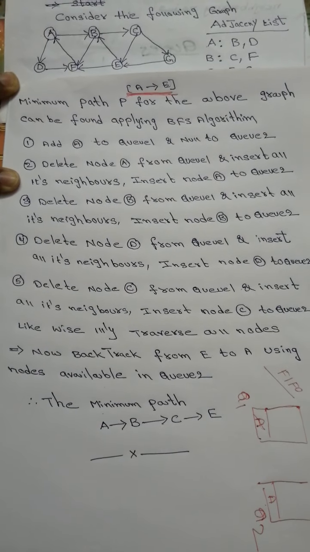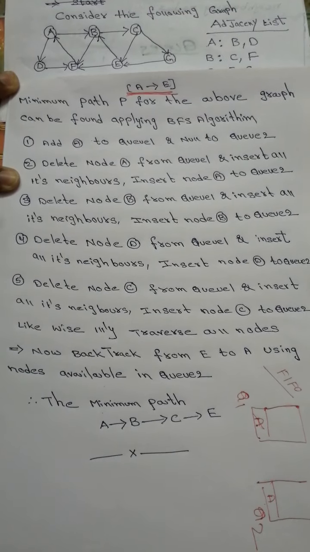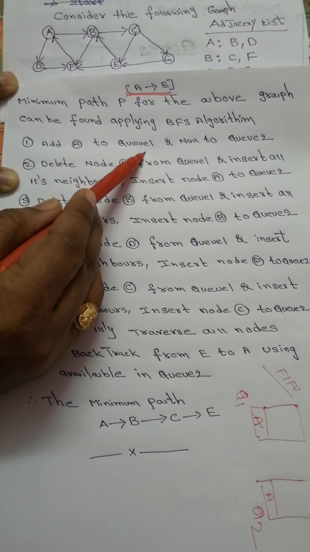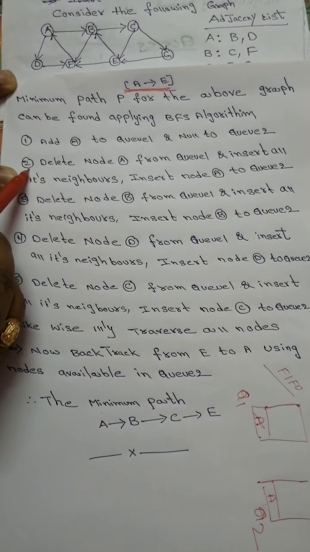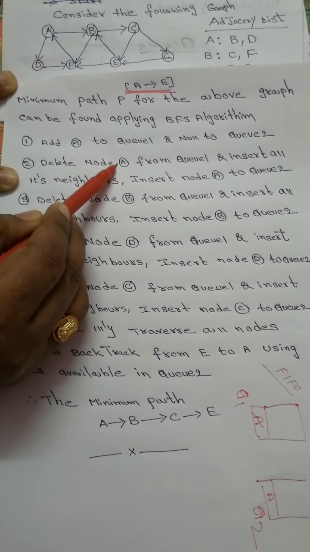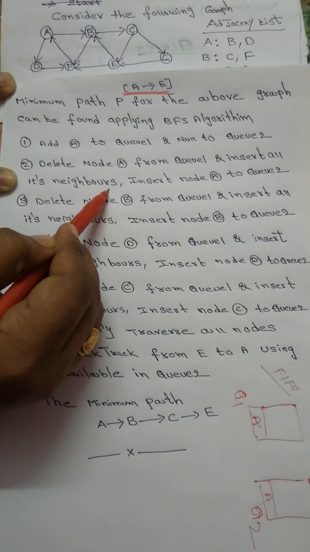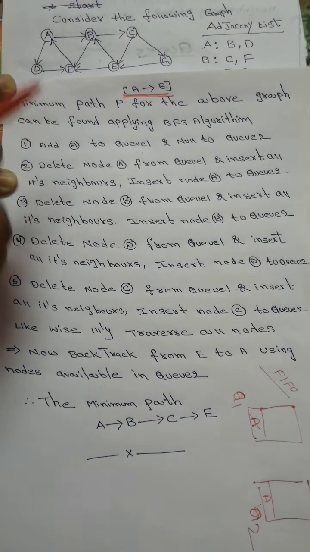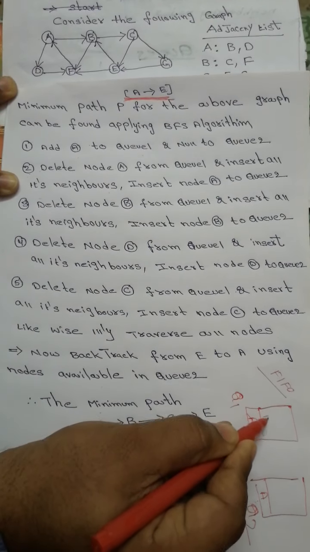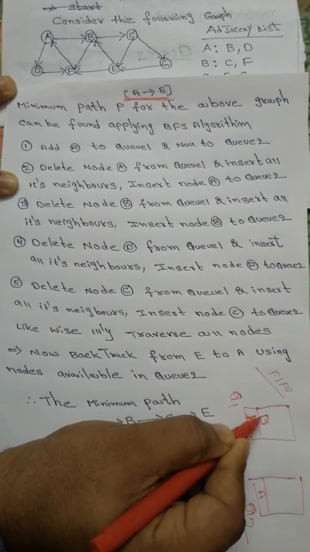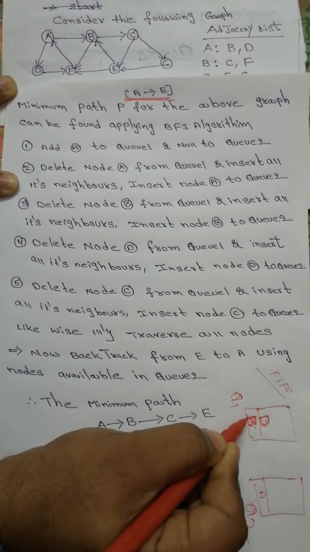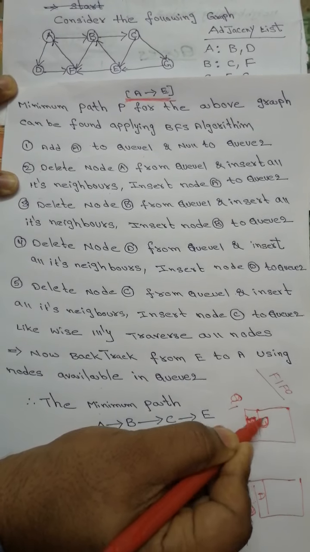Next, what are the immediate neighbors of A? Insert the neighboring nodes. Add A to Q1 and then null to Q2, as there are no elements. Now see the second step. Delete node A from Q1 and insert all its neighbors. What are the neighbors? B and D are the neighbors. As A is deleted, this remains empty.